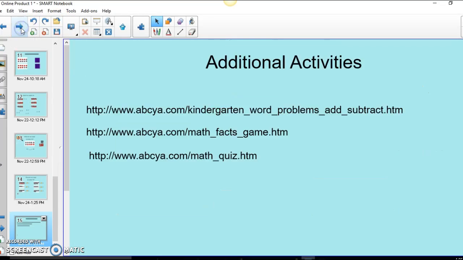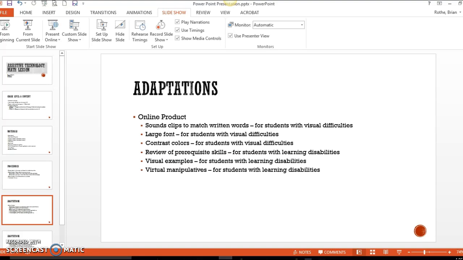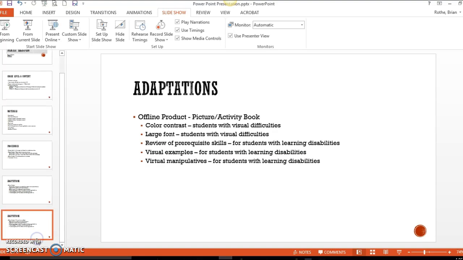Now moving to the next slide, this is just some additional extension activities that the students can do. Now to go back to the PowerPoint, these are some of the adaptations used for the offline product. The offline product is a picture activity book.